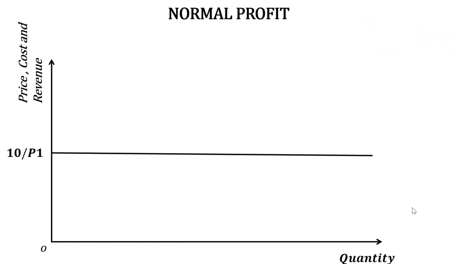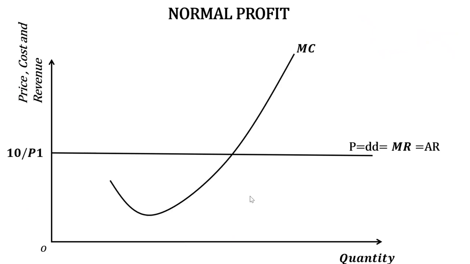We know by now that the individual business under perfect competition has a horizontal demand curve. And on this horizontal demand curve, you also find the marginal revenue curve, and we also find the average revenue curve. And this horizontal demand curve also indicates the price, the current market price. Now let's draw the marginal cost curve. The marginal cost curve decreases up to a point, and then it increases again.